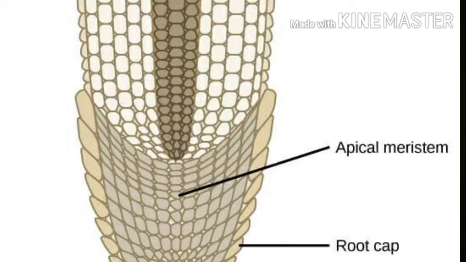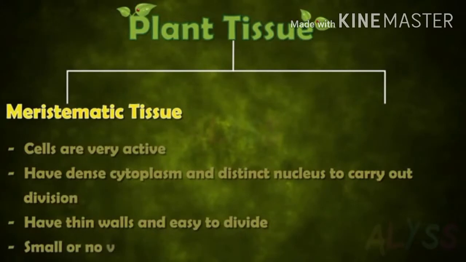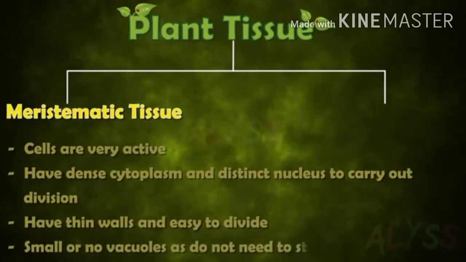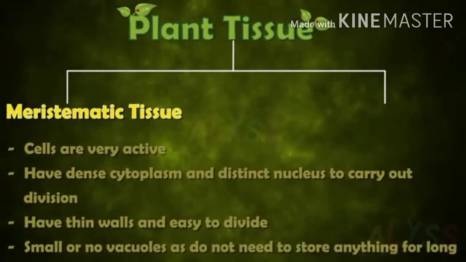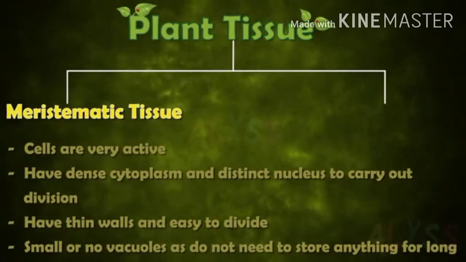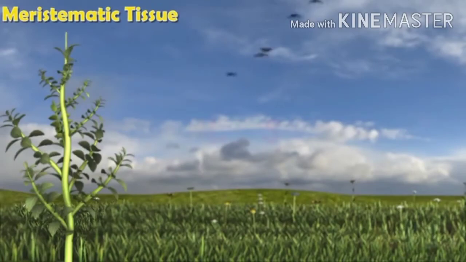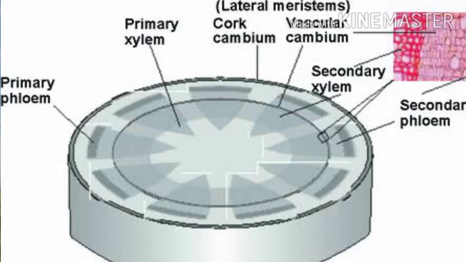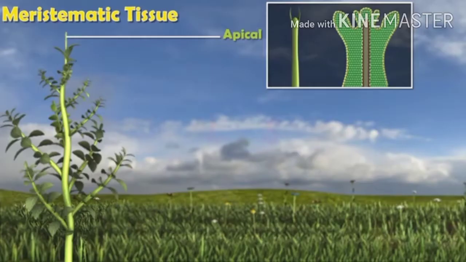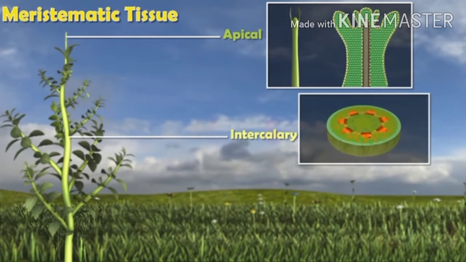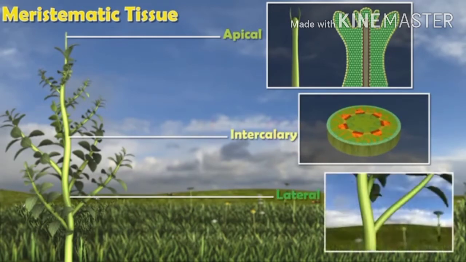Apical meristems. These tissues are found in the root and stem apex, and the initial growth, especially the length of the plant, takes place due to these tissues. Lateral meristems. Due to the division of these tissues, growth in the girth of roots and stems takes place. Hence, it increases the width of the root and stem.